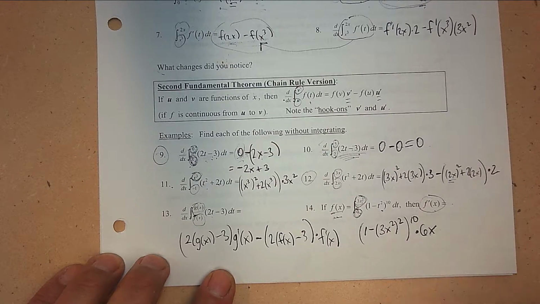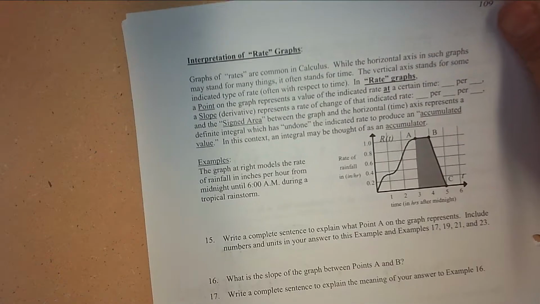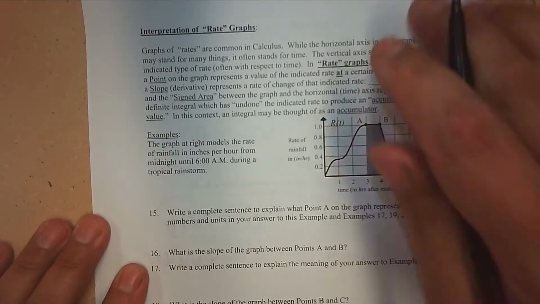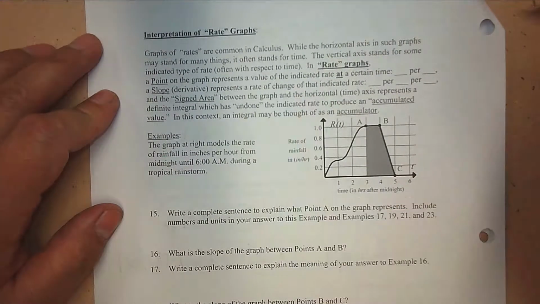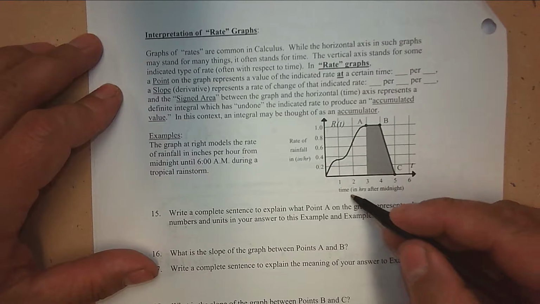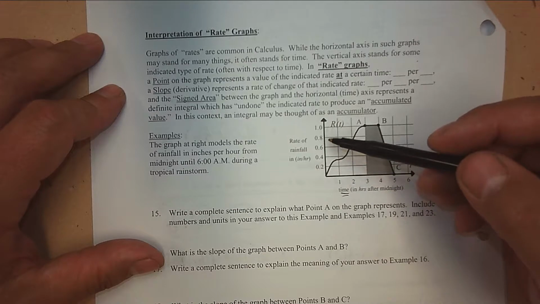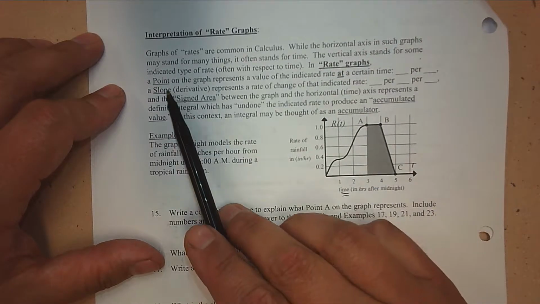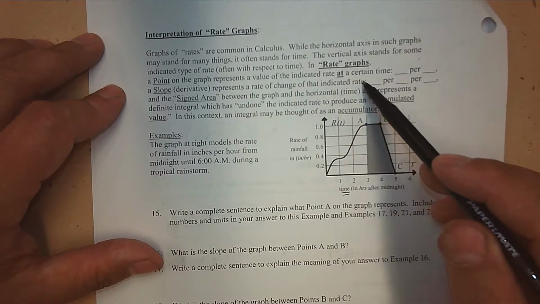Anyways, this is the next level of the fundamental theorem of calculus. Turn the page. Interpretation of rate graphs. Graphs of rates are common in calculus. Duh, right? Because derivative means rate, slope. While the horizontal axes in such graphs may stand for many things, it often stands for time. The vertical axis stands for some indicated type of rate with respect to time. In rate graphs, a point on the graph represents a value of the indicated rate at a certain time.